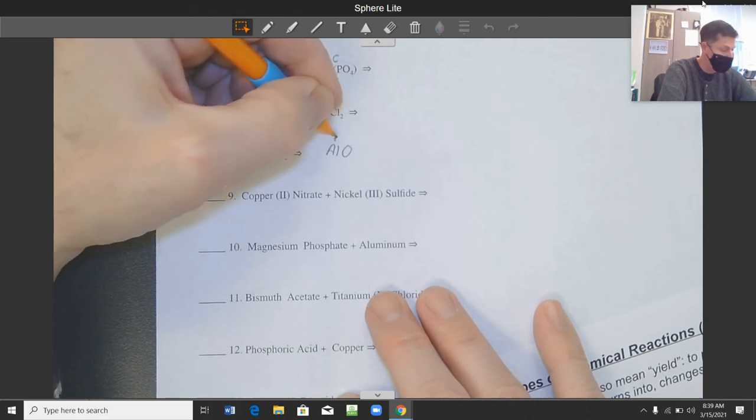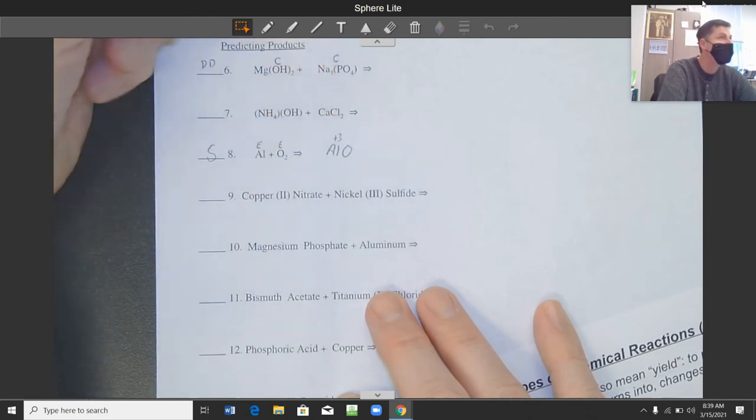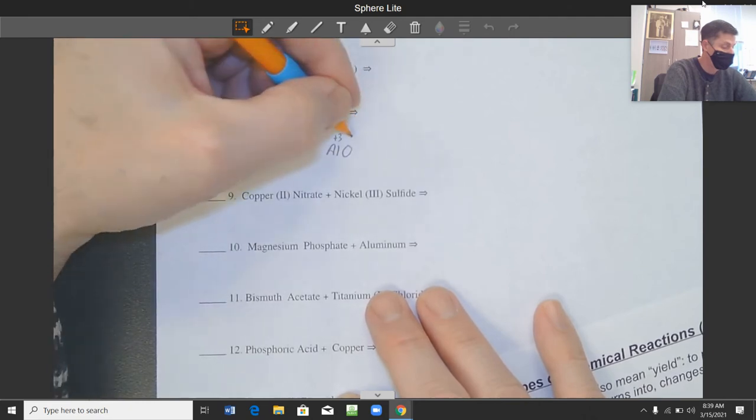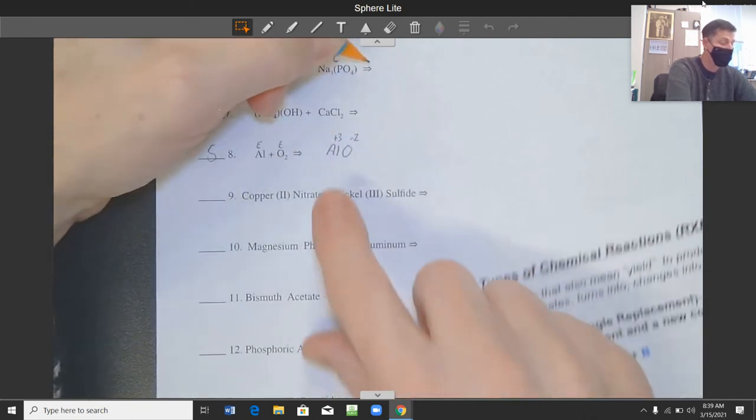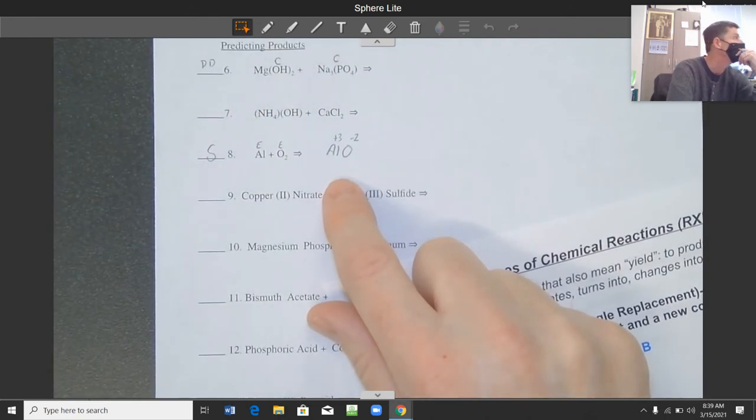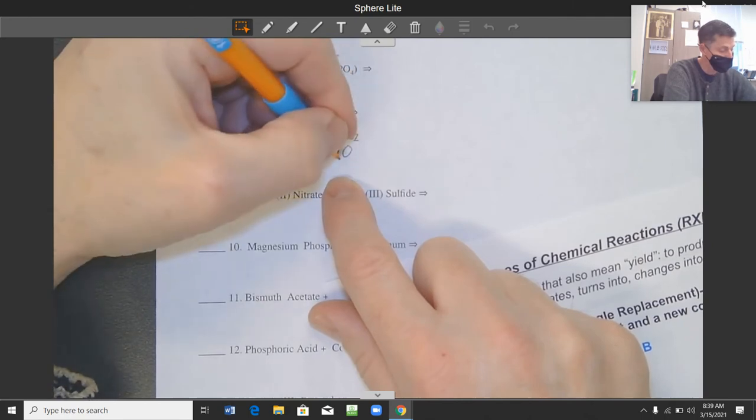Plus 3. What's the charge of O? Is this a stable compound? How do I make this stable? How would I make that stable? What was the trick we showed you early on? Cross them down. Excellent.